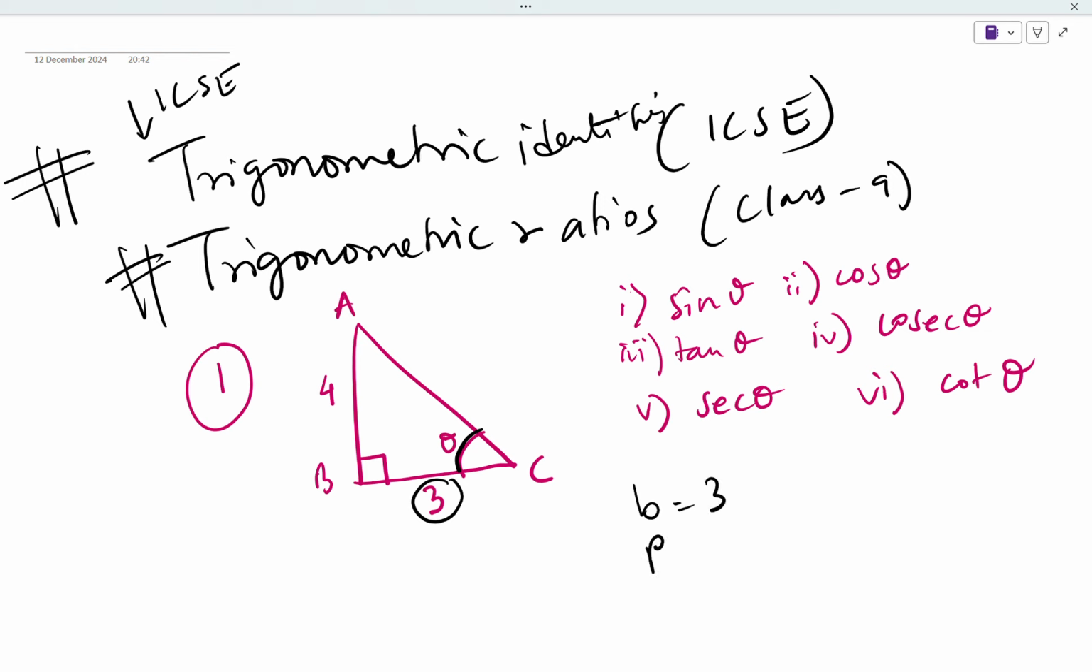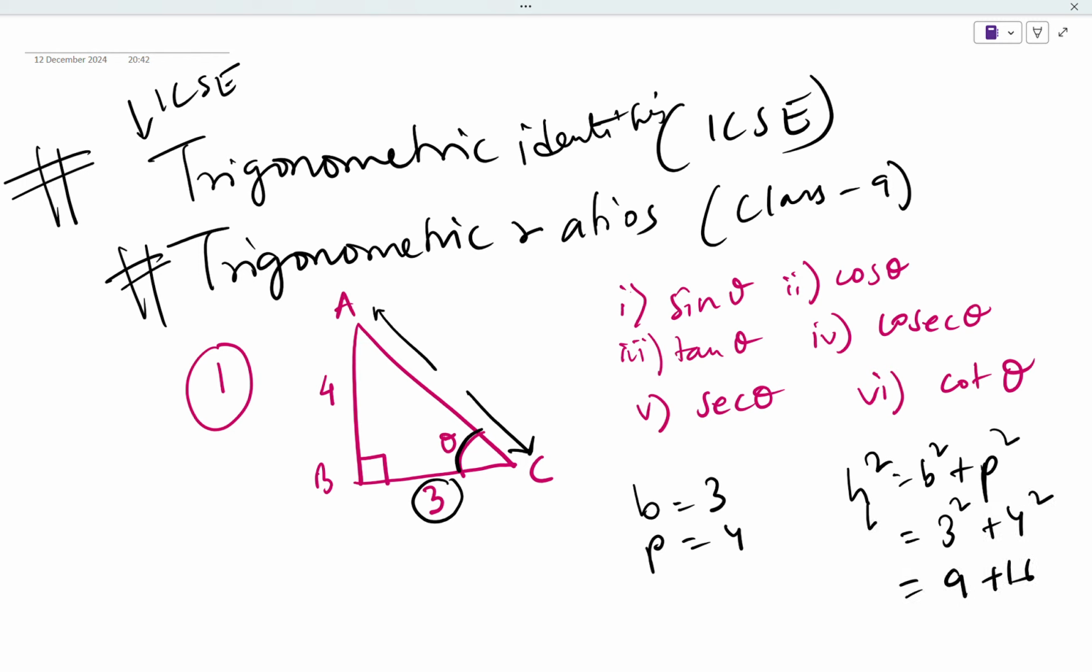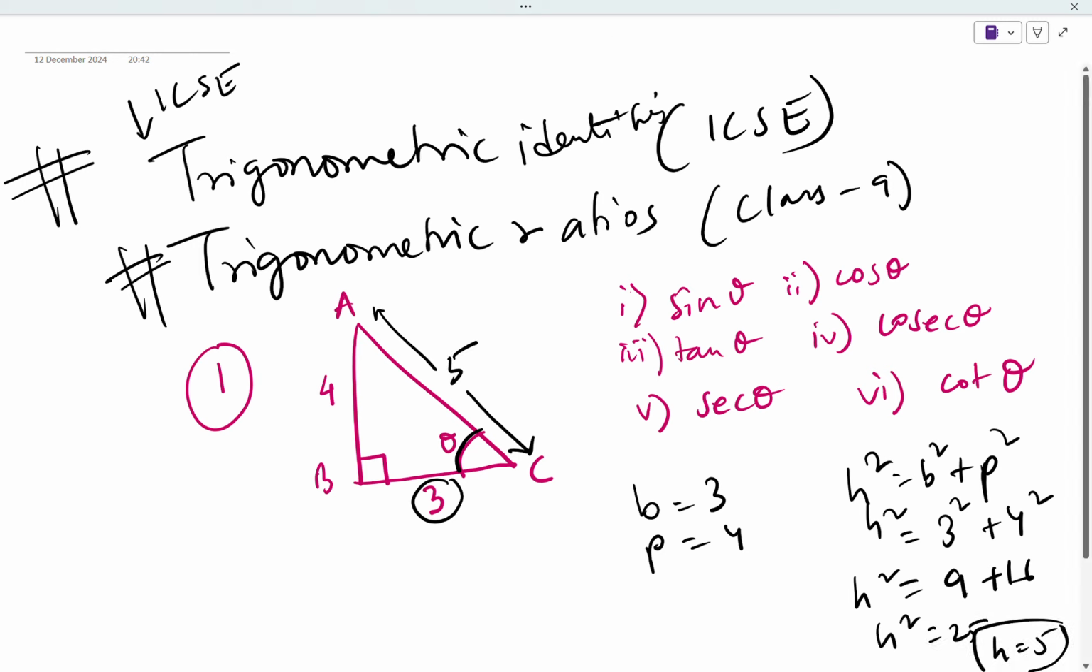Height, that is my perpendicular, is 4, so I need to find this hypotenuse using Pythagoras. If you apply Pythagoras theorem, then hypotenuse square is equal to base square plus perpendicular square. This is 3 square, this is 4 square. 9 plus 16, h square is 25. So if I put a square root, I'll get h as 5. So I know for a fact that this is 5.